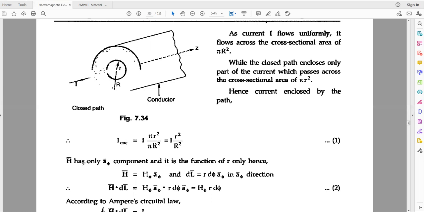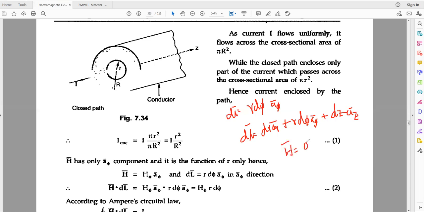And H bar is equal to H phi into a phi bar. In the cylindrical coordinate system, dl bar is the differential length along a phi bar, that is only r into d phi. So actually dl bar is equal to dr into a r bar plus r into d phi into a phi bar plus dz into a z bar. Okay, this is dl bar, the differential length in the cylindrical coordinate system. So we take the H bar component in the phi direction only.